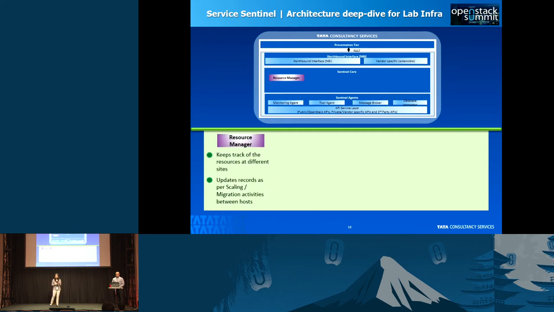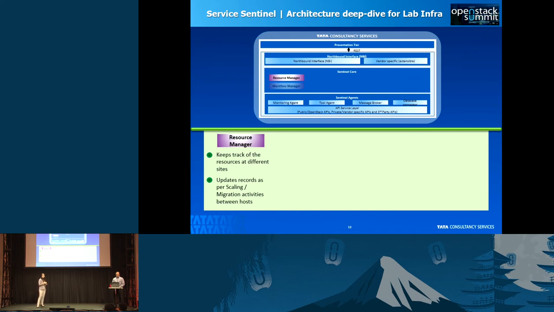As we discussed, the Server Sentinel architecture will remain the same, only the components will change with respect to the task that a lab infra user performs. So here the Sentinel core layer will consist of four main components, the first one being the resource manager, which is basically used for tracking the resources and updating the records of the resources pre- and post-migration and scaling activities.